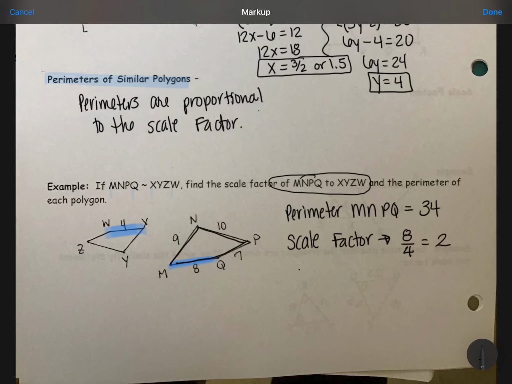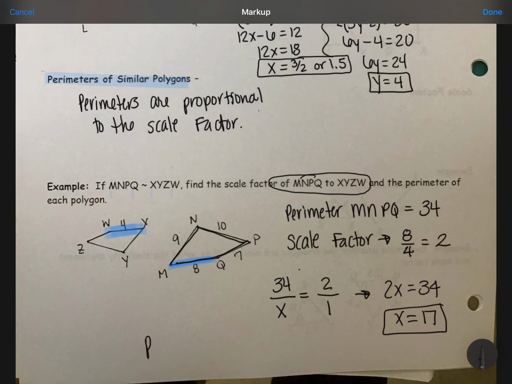And so how can we use this information to figure out the perimeter of the smaller one, you ask? Easy. So we can say the perimeter of the MNPQ is 34, and we don't know the perimeter of the small shape. The scale factor is 2 to 1. So we are using the perimeter and the scale factor to figure out the perimeter of the smaller shape that we don't have all the sides for. Cross multiply gives you 2x equals 34. Divide by 2, and you get a perimeter of 17.